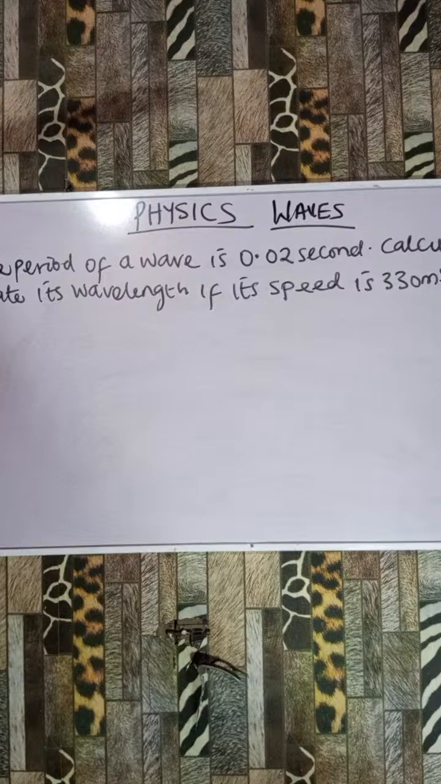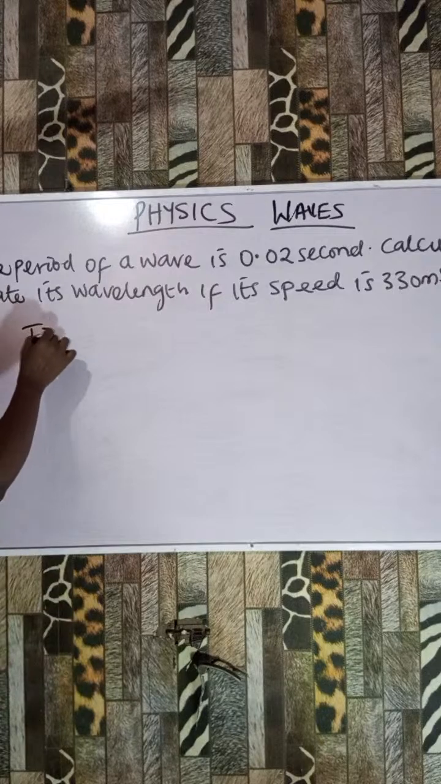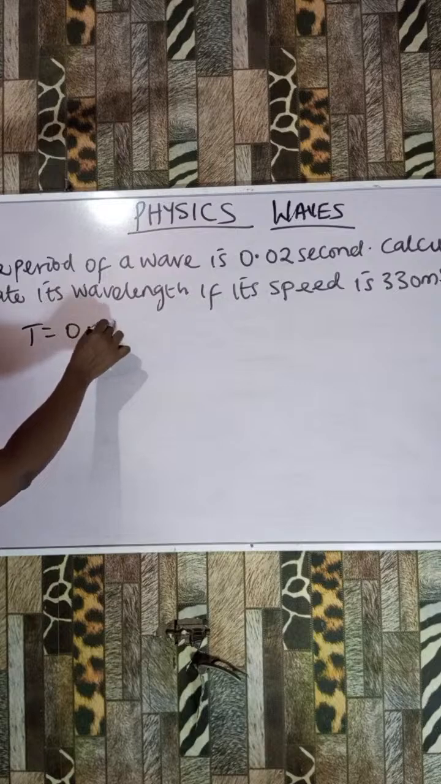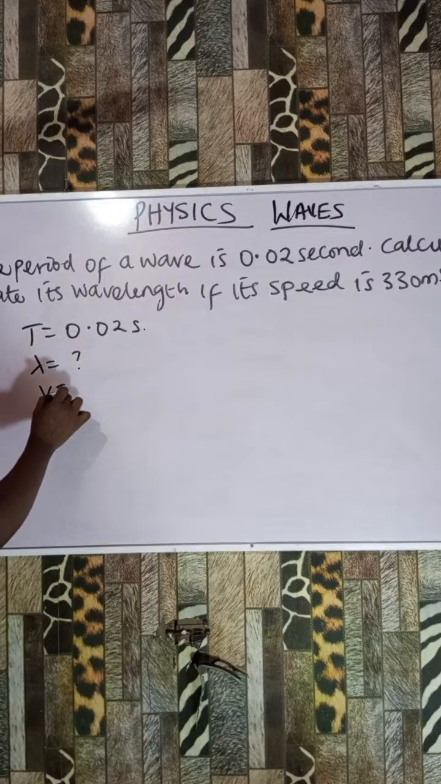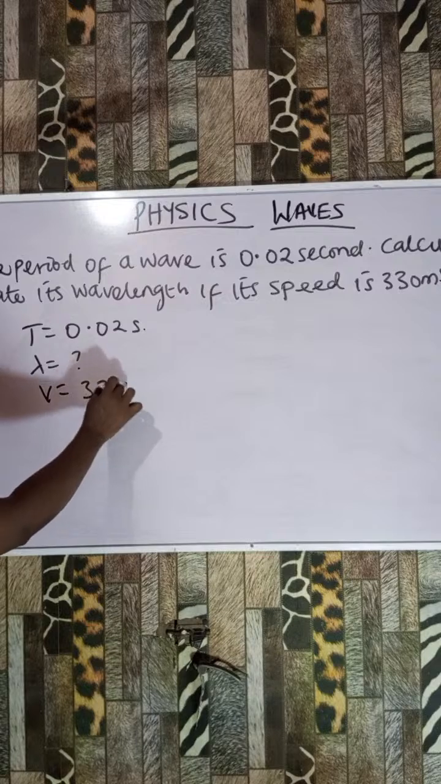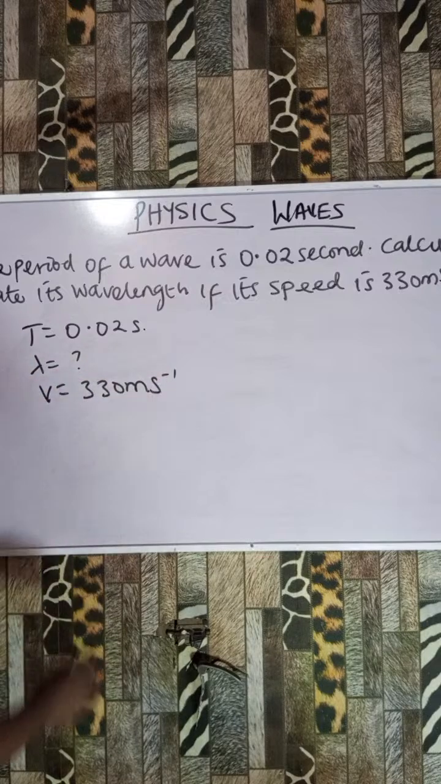The period of a wave is 0.02 seconds. Calculate its wavelength if its speed is 330 meters per second. Now, let's solve. Our period is given as 0.02 second, okay? Now I have to find the wavelength, and we're given the speed, which is 330 meters per second.